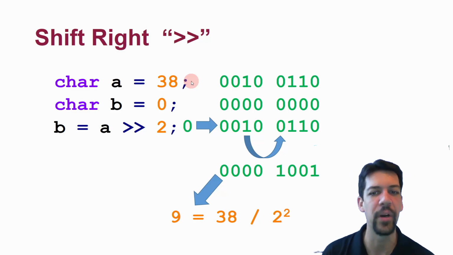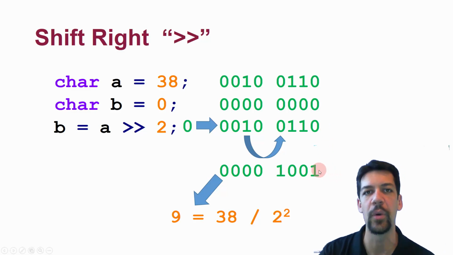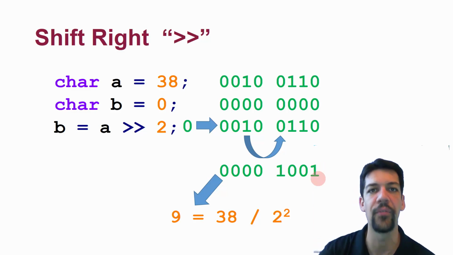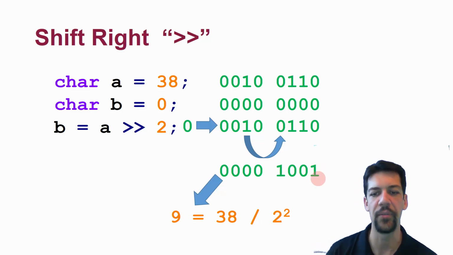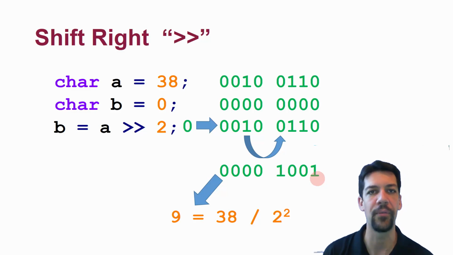It's really 9.5, but because we shifted that 1 bit off of the end, we lost it, and now that 0.5 is gone. So it's an integer division. We're dividing by a power of 2, and we lose whatever the fractional component is because it just falls off the end. So this is, again, another powerful thing.